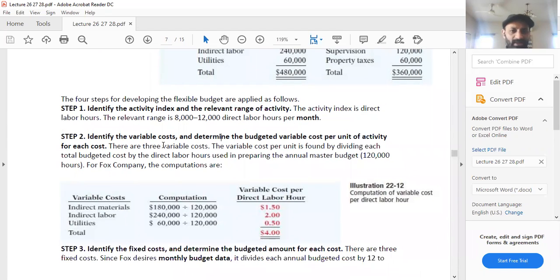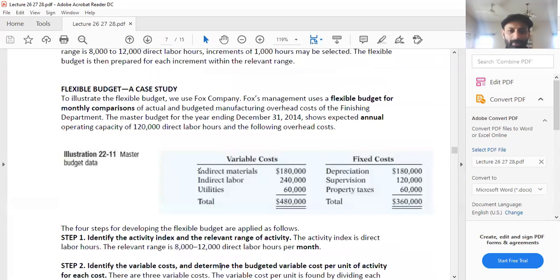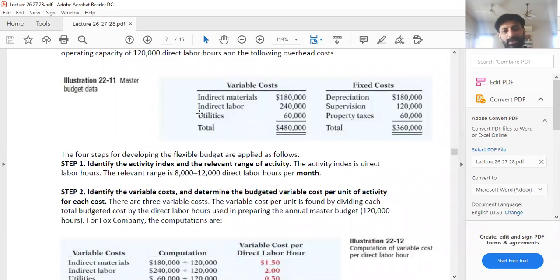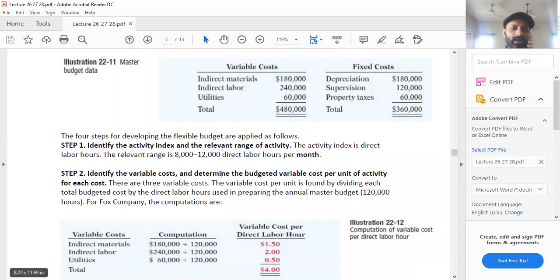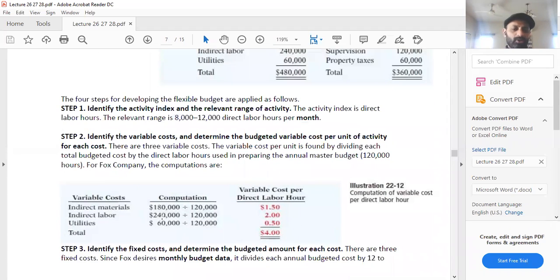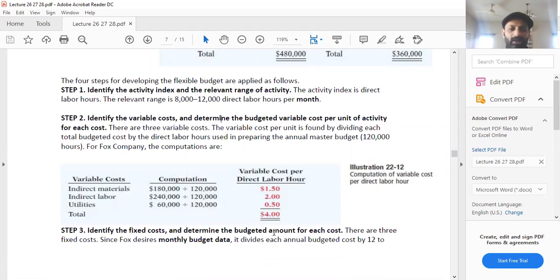Step 2. Identify the variable cost and determine the budgeted variable cost per unit of activity for each cost. There are three variable costs जैसे आपने इसमें देखा होगा. One is your indirect material, then you have indirect labor, and then you have utilities. If you want to calculate the variable cost per direct labor hour, you know the total number of direct labor hours is 120,000. So you divide each by 120,000 to get the variable cost per unit. So the indirect material is $1.5, indirect labor is $2, and utilities is $0.5 per direct labor hour. So the variable cost per unit comes to $4.